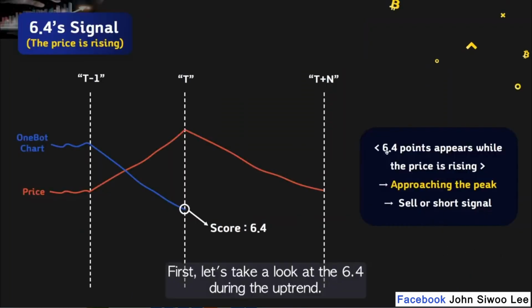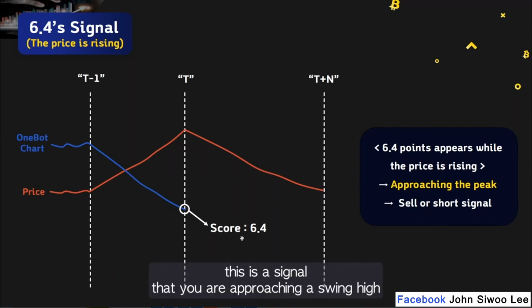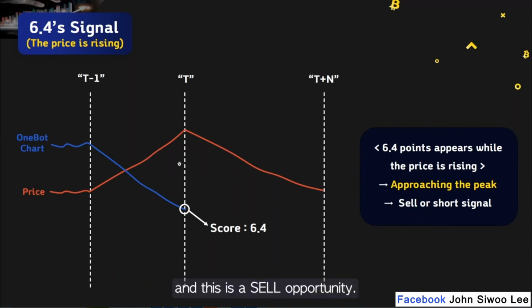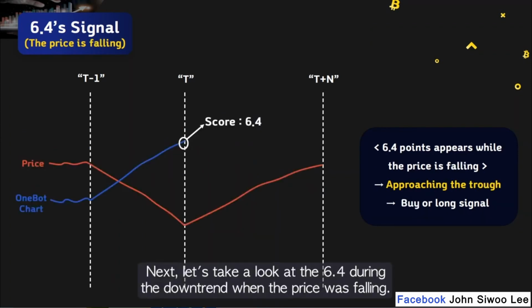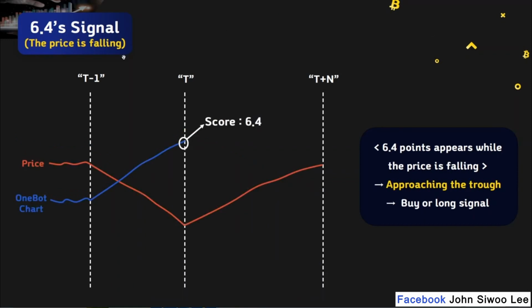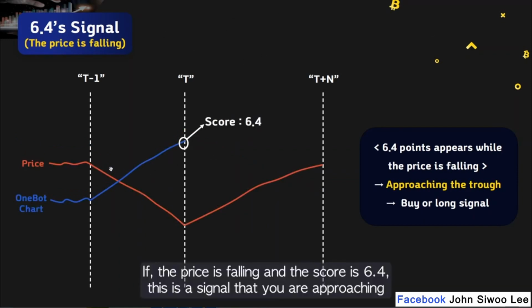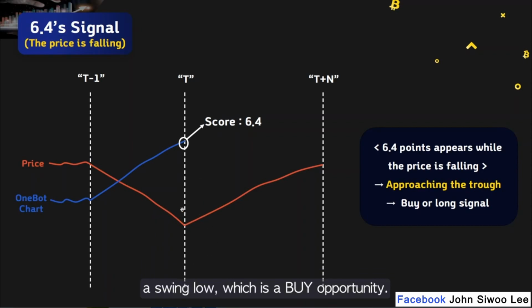First, let's take a look at the 6.4 during the uptrend. If the price is moving up and you get a score of 6.4, this is a signal that you are approaching a swing high, and this is a sell opportunity. Next, let's take a look at the 6.4 during the downtrend when the price was falling. If the price is falling and the score is 6.4, this is a signal that you are approaching a swing low, which is a buy opportunity.